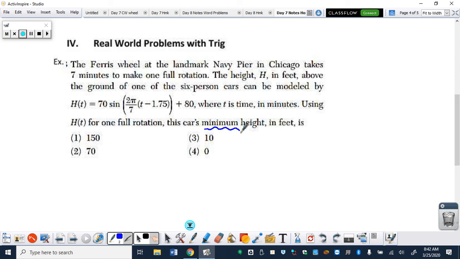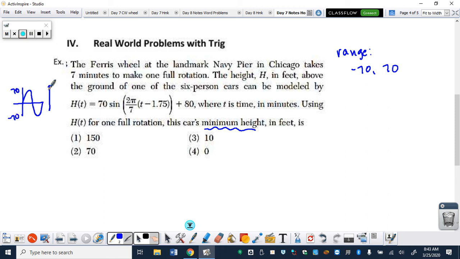Okay, to find the minimum height, we need to find the range. And to find the range, it's a 2-step process. We're going to go from the negative amplitude to the positive amplitude. Because before the shift of 80, the amplitude is 70, which means my low is a negative 70 and my high is a 70. So before the shift of 80, it was a sine curve, so we went up to 70 and down to 70.